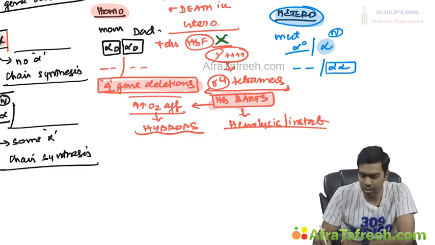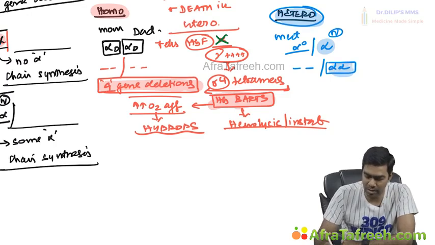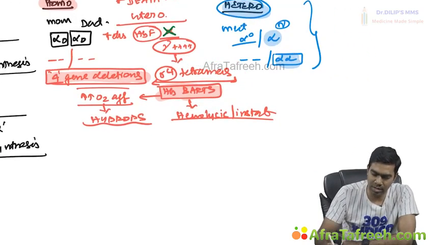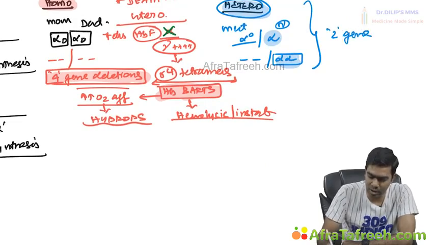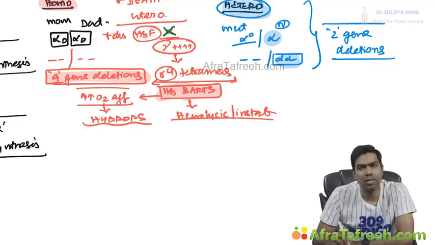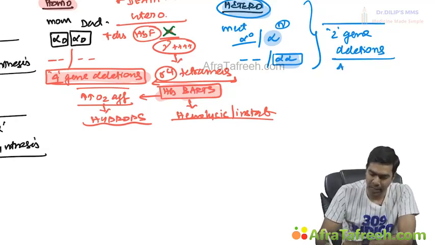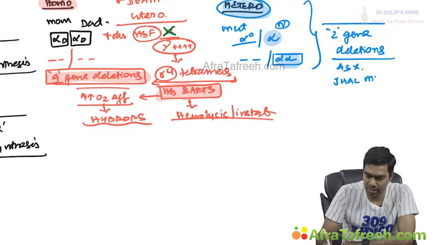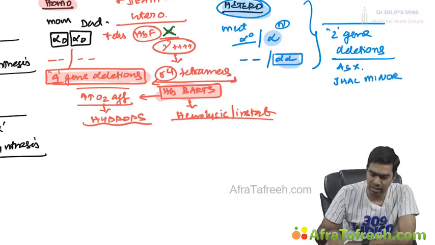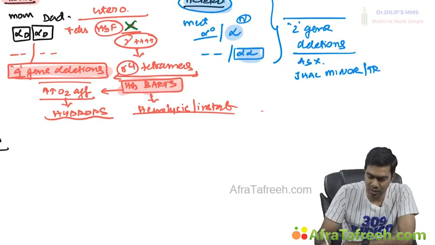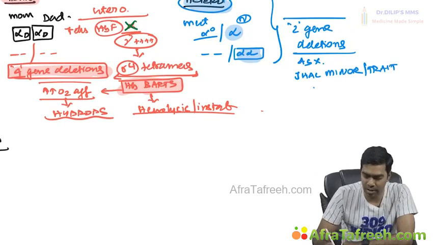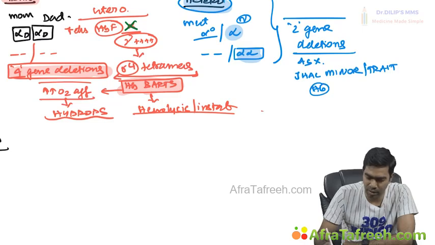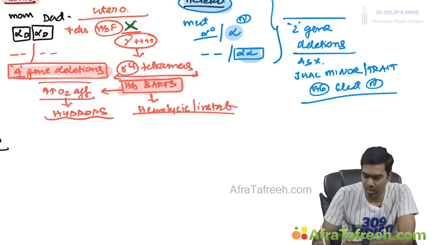Clear? So in this condition, how are they going to present? This heterozygous, I can also write as 2 gene deletions. The moment I write 2 gene deletions, they are going to be completely asymptomatic and present as thalassemia minor or trait, which I discussed in the clinical classification already. They are going to present as thalassemia minor or trait. And again, a very important thing is hemoglobin electrophoresis tends to be normal also, in these patients also.